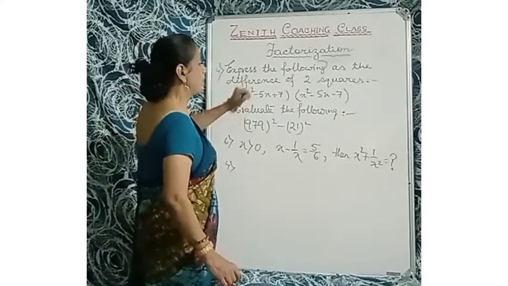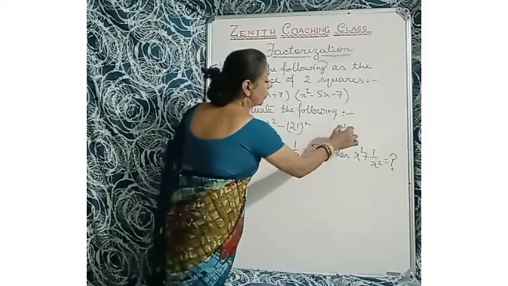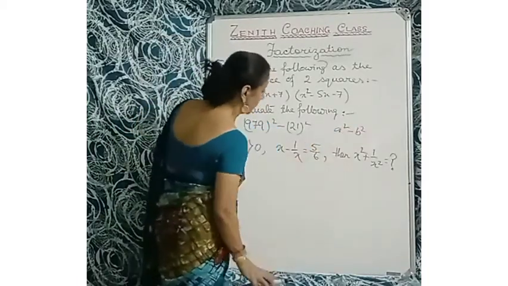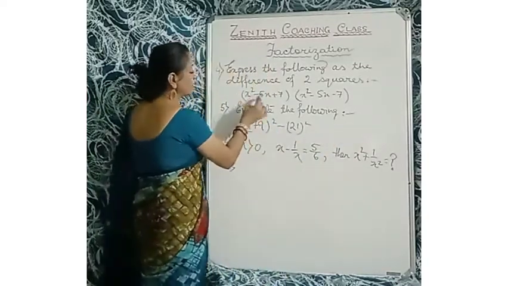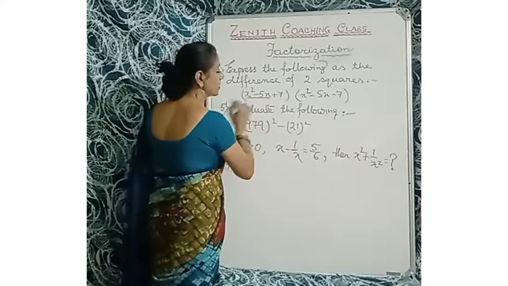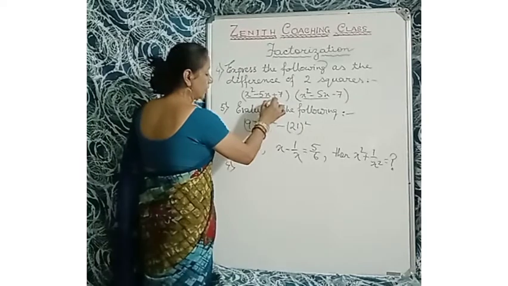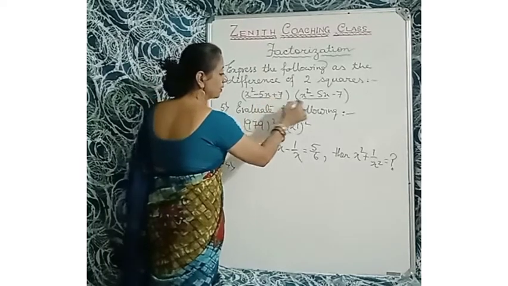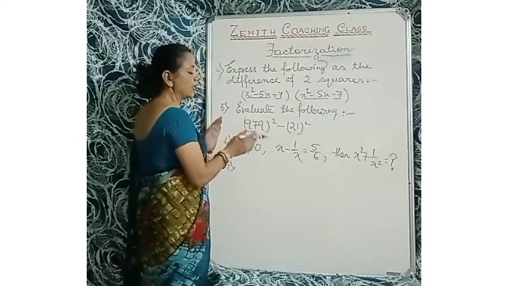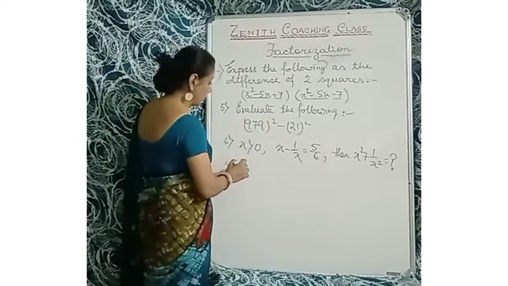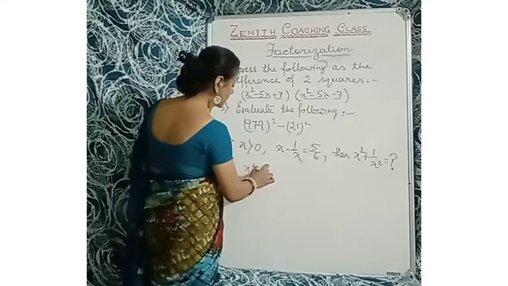That is, express the following as a difference of 2 squares, means you have to write it as a square minus b square. Okay. So here, you think what is common? x square minus 5x is here. x square minus 5x is here. The difference, you see, this is plus 7, this is minus 7. So what is x square minus 5x? That is, take it in one bracket. So you have to write here x square minus 5x.